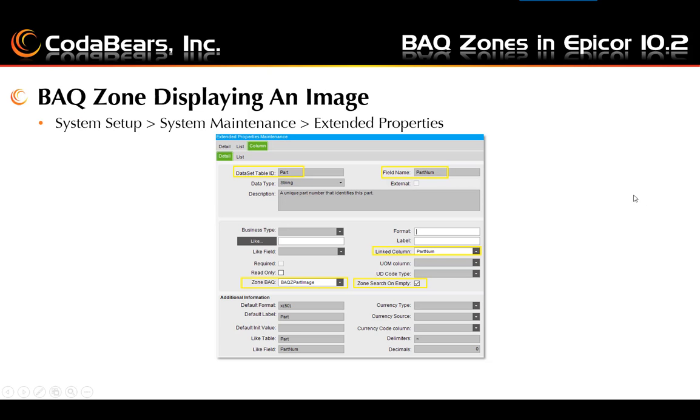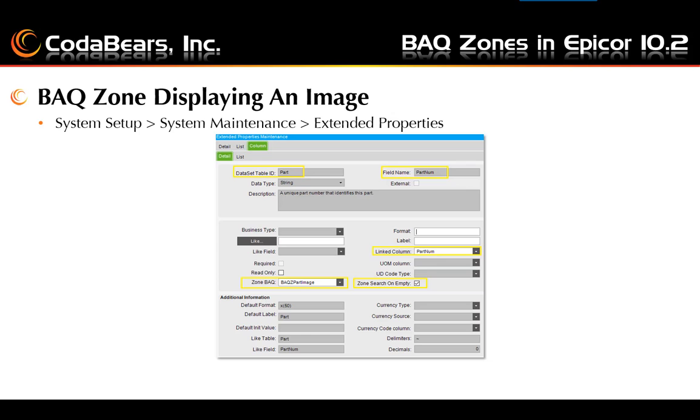The next example we're looking at is a BAQ zone displaying an image. Again, we create a business activity query with the fields that we want to see in our results. Here I created a BAQ named BAQ Z part image. It has a part number and a path to the picture of the part. But the first field is the part number, and it's sorted by part number, and part number is added to the BAQ search tab in the BAQ.